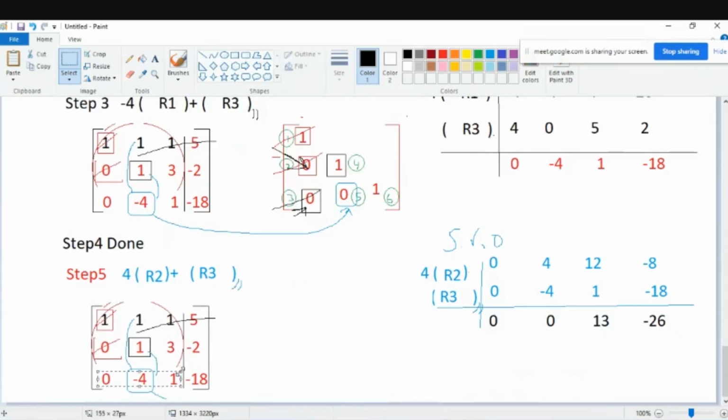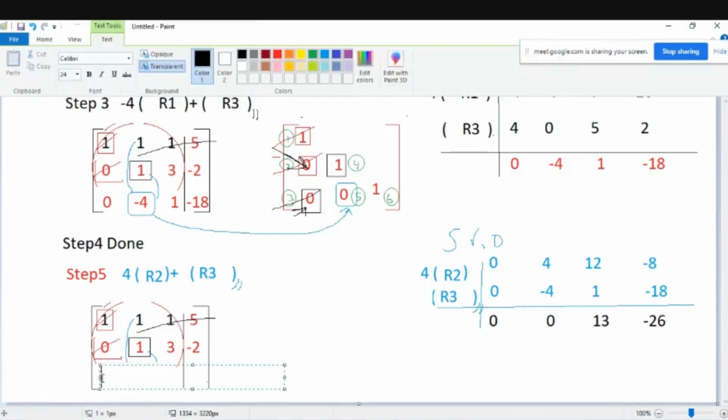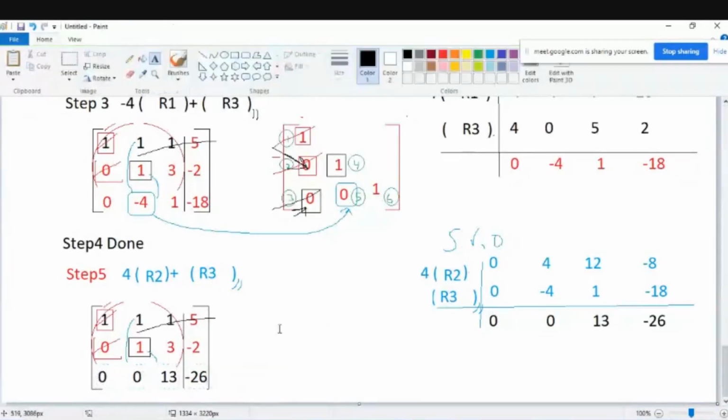Then I am going to remove R3, and instead of R3, I will put the values which we computed before. Here I'm going to put 0. After that, I will put 0. After that, I will put the number 13. And on the other side, I will put -26. Perfect. Now it becomes, as you can see, like this.